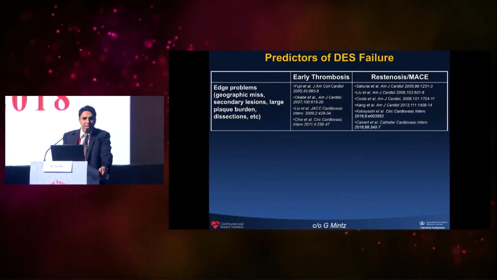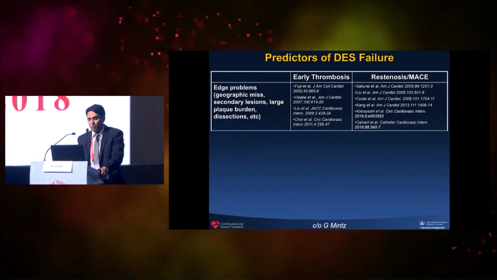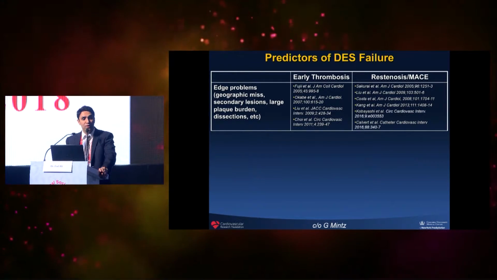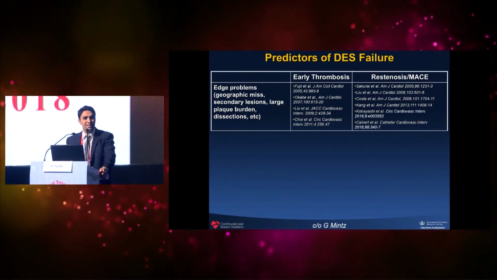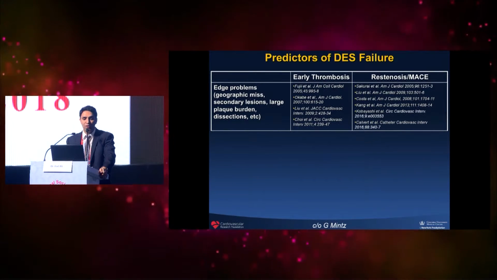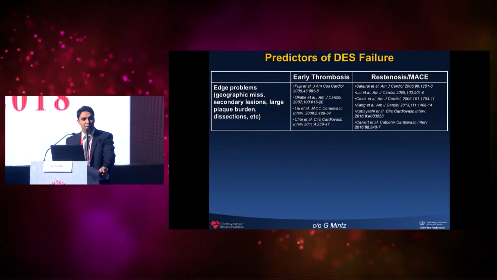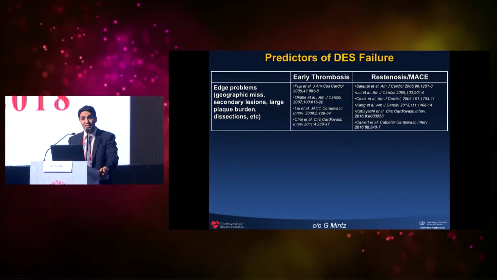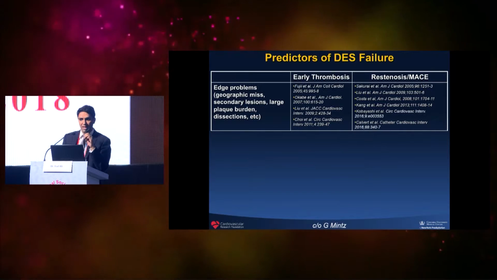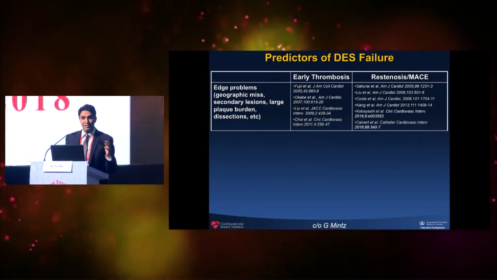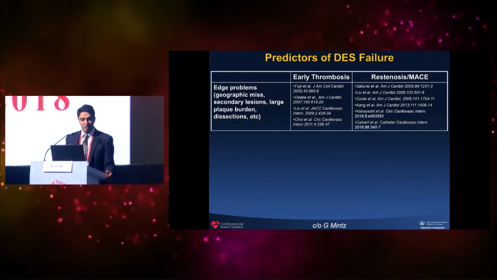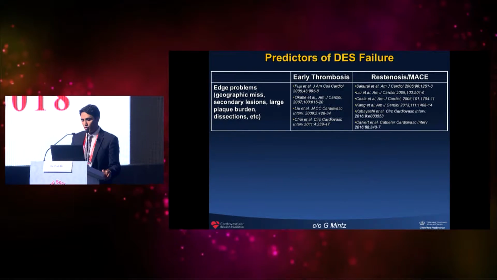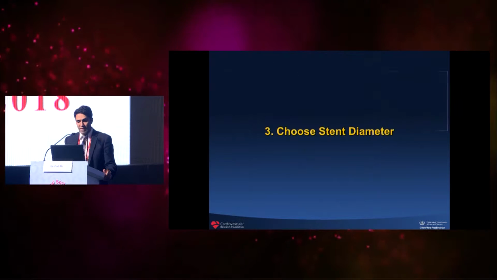Why do we care about this? We care about this because perhaps in contemporary drug-eluting stent failure, edge problems are the single most prevalent of all of the causes of target vessel failure. Approximately half of all lesions in current generation DES are related to the edge, either proximally or distally. And of course, evidence suggests that's intricately related to both early thrombosis, restenosis, and MACE.